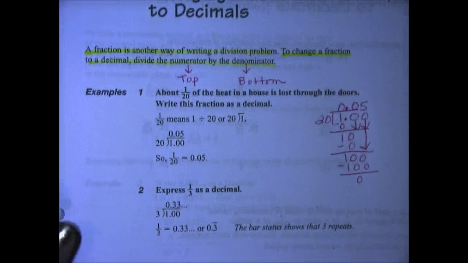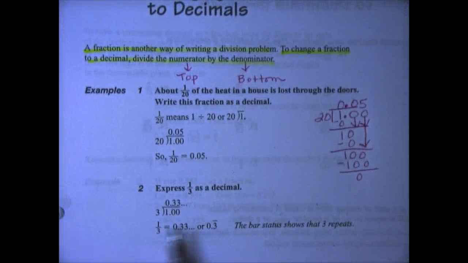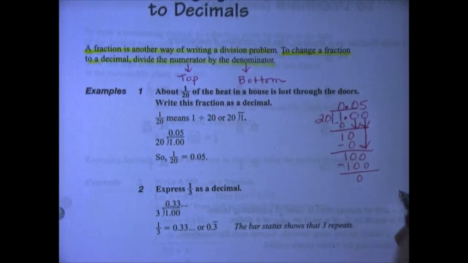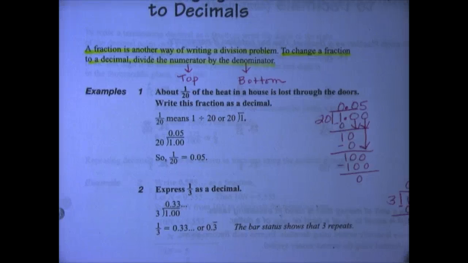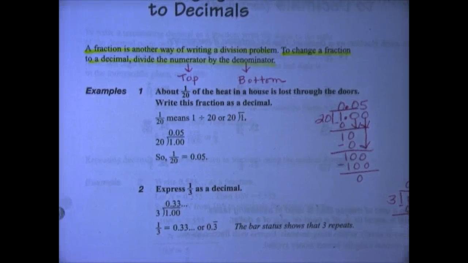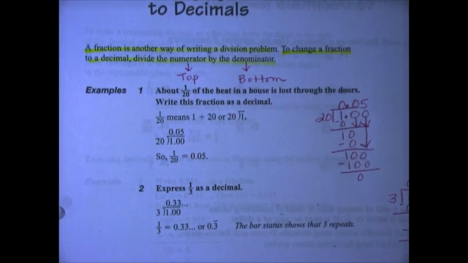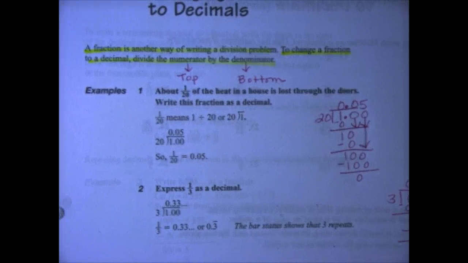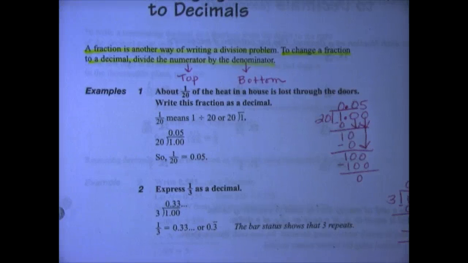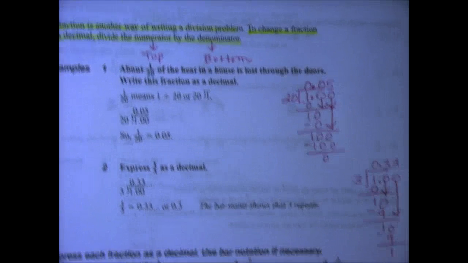The same thing with number 2. We can express 1/3 as a decimal by dividing. So we have 1 inside the box, 3 outside. 3 goes into 1 0 times. Use your decimal point. Pull down a 0. 3 goes into 10 3 times. 3 times 3 is 9. Pull down a 0. 3 goes into 10 3 times. 3 times 3 is 9. And you can start to see the repeating pattern.